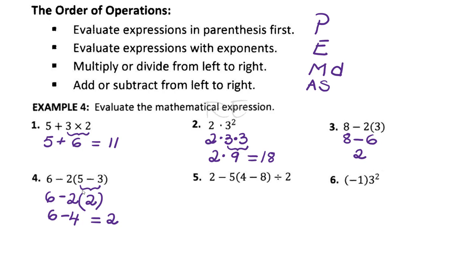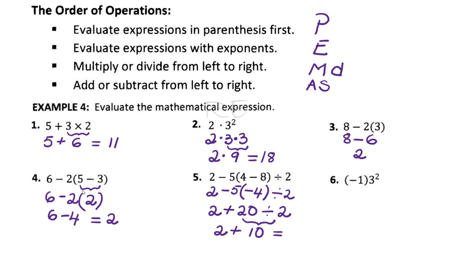If we do parentheses first, 4 minus 8 is equal to -4. If we multiply first, -4 by -5, we'll get +20. So it's 2 plus 20 divided by 2. We'll do the division first. 20 divided by 2 is 10. 2 plus 10 becomes 12.